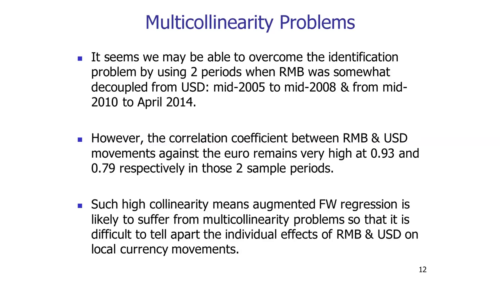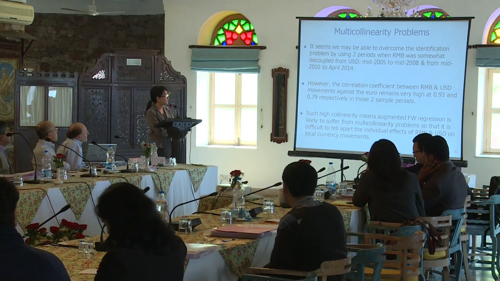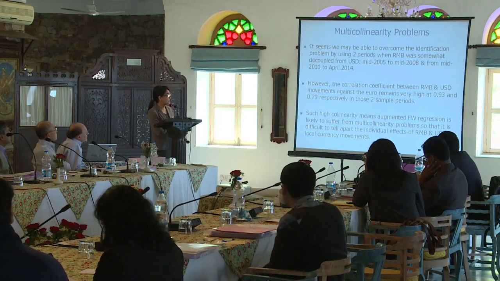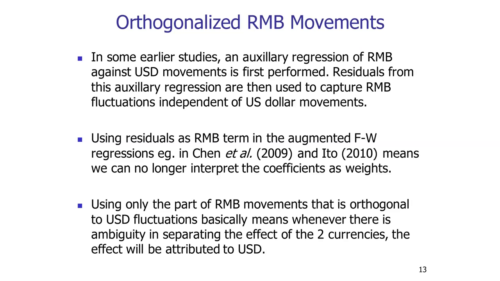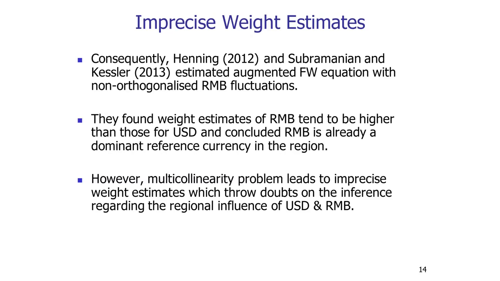However, even though there's some decoupling, the correlations between the renminbi and US dollar movements are still very high in these two periods, leading to multicollinearity problems in the regressions. Some authors have tried to overcome that by using orthogonalized renminbi movements, which involves first running a regression of the renminbi against the US dollar and then using the residuals in the Frankel-Wei regressions. The problem with doing that is that when there's ambiguity in separating the effects of the two currencies, we are attributing the effect to the US dollar first, because you're using residuals for RMB. But going back to using non-orthogonalized renminbi movements means going back to the same multicollinearity problem.